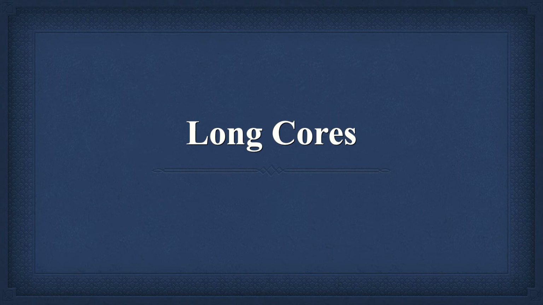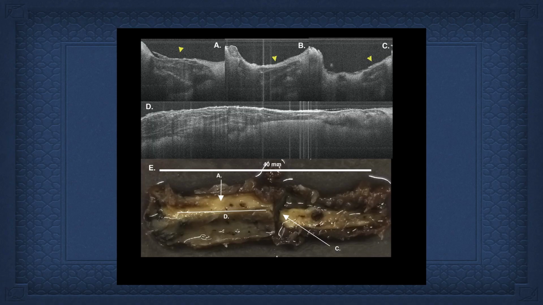Now, long cores. Long cores are likely very important to interventionalists. They are going to be important to the story of, based on our data, the story of acute coronary syndromes. And so I'll get into this now.